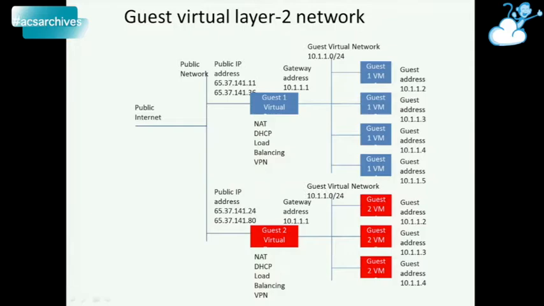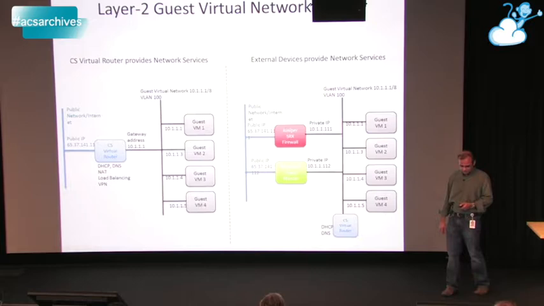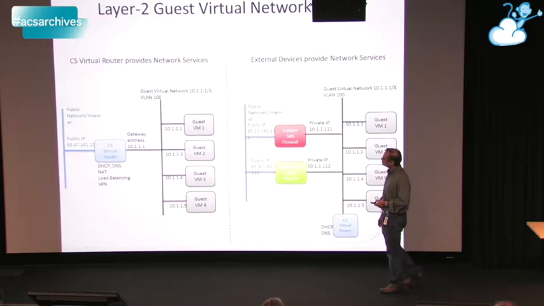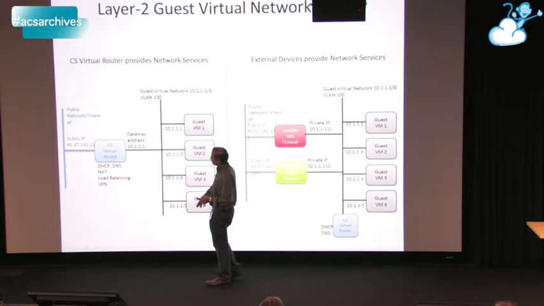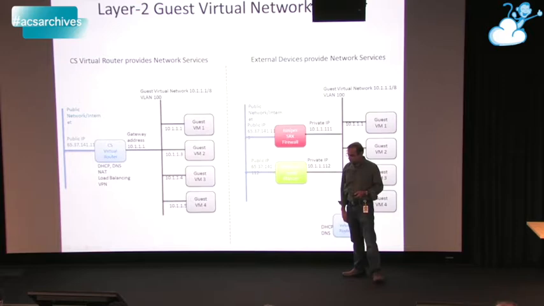What's not here is IPv6, as you can see. Here's some variations on this layer 2 guest networking. Here we had the CloudStack built-in virtual router providing you load balancing, NAT, etc. Or you can do physical devices. You can say, I wanted a Juniper SRX and a Netscaler load balancer.